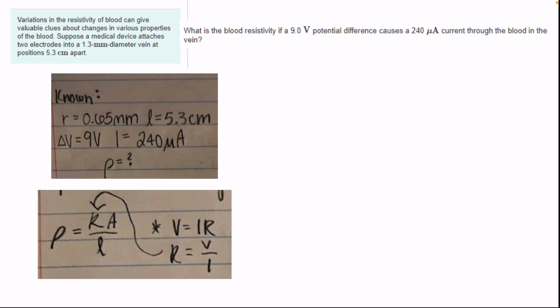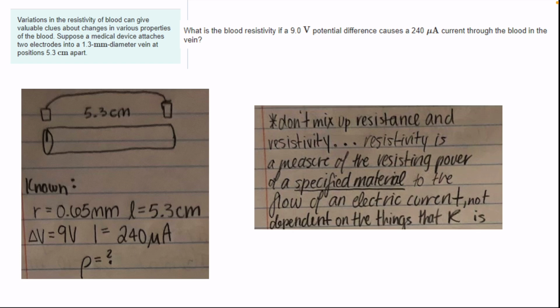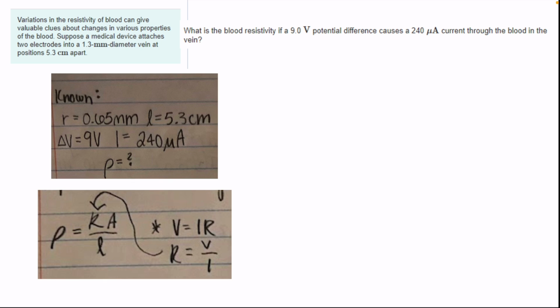So our equation for resistivity is R times A over L, with R being resistance, A being the cross-sectional area of our vein, and L being the length of the vein that we're connected to. So the key thing is that we don't have R, but we can use our V equals IR equation because we do have V and I to substitute for that R and have enough information to then go on and solve.